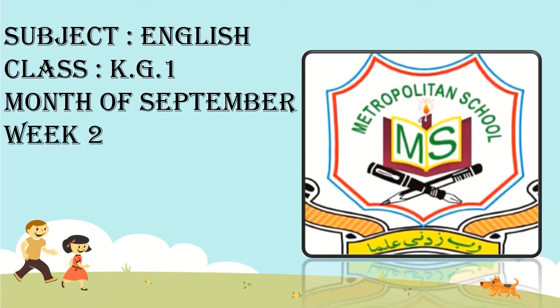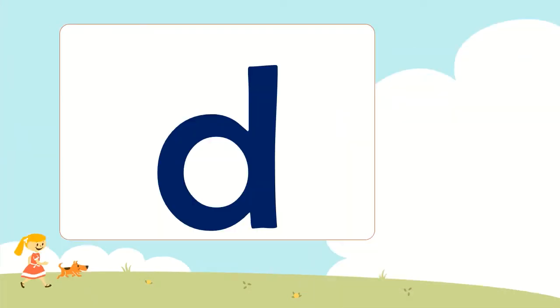Today our lesson is about sound D. It is D. You know how to make it? Right to left, looks like K. Up and down, touch the ground. It's called D.